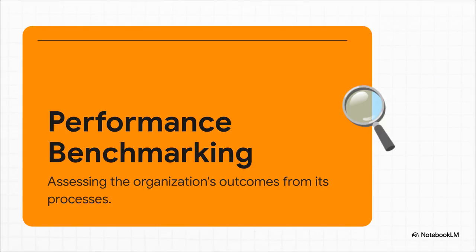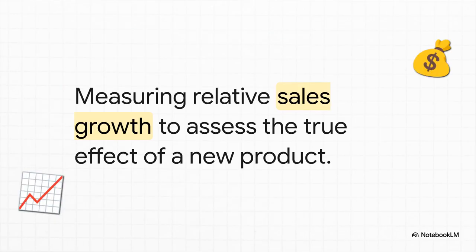Next up, we have performance benchmarking. If process benchmarking is about the how, performance benchmarking is strictly about the what. It's all about the final outcomes. It assesses the actual, tangible results generated by the organization's processes. Let's contrast it with our last scenario. Anchor performance benchmarking to outcomes.